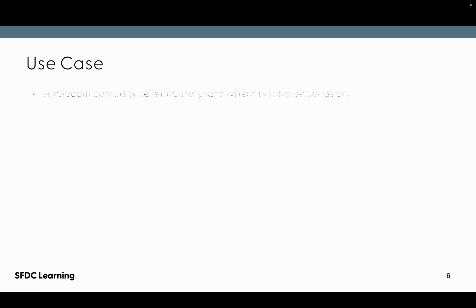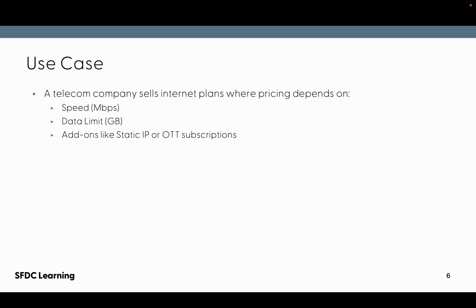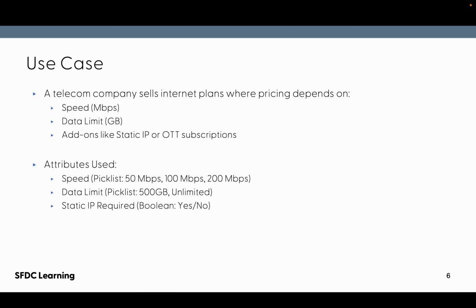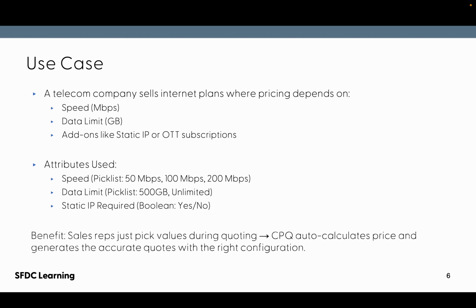Now let's see the use case. A telecom company sells internet plans where pricing depends on speed, data limit, and add-ons like static IP or OTT subscription. Attributes that I'm going to use are speed, which has picklist values of 50, 100, and 200 Mbps; data limit, which has picklist values 500 GB and unlimited; and static IP required, whether it's yes or no. It's a Boolean choice. So that is what we are going to cover today.